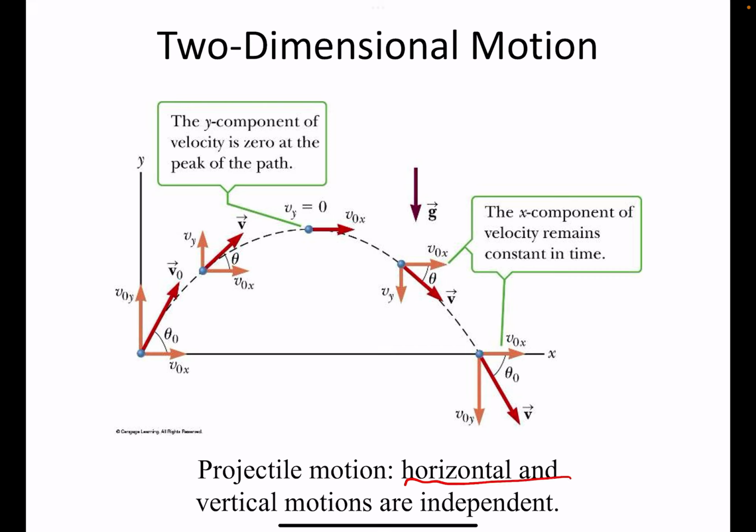In projectile motion, horizontal and vertical motion are independent. The x component of velocity remains constant. The y component of velocity is 0 at the peak of the path. So the ball has only the x component of the velocity at the highest point.